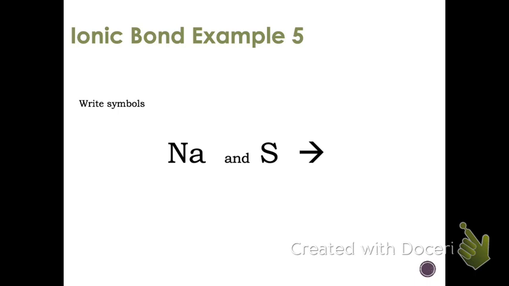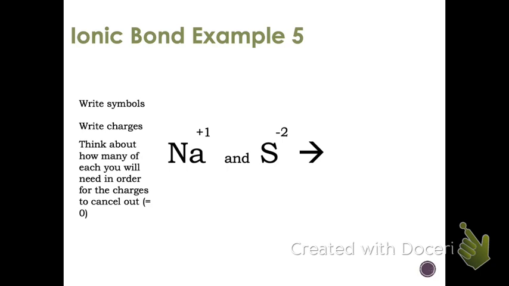Let's say we want to write the formula for a compound between sodium and sulfur. So we're going to look up their charges on our periodic table or on our ion chart. And sodium has a +1 charge and sulfur has a -2 charge. Now, we know that in ionic compounds, all of the charges have to cancel out. So for the compound, the overall charge of the compound is going to be 0. So we have to think, how many of each of these do we need in order for the charges to cancel out?